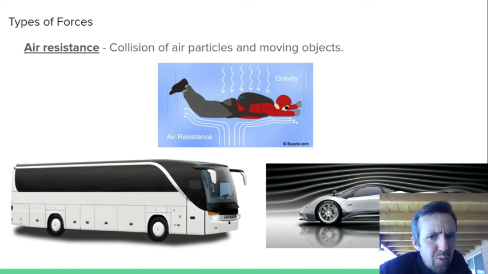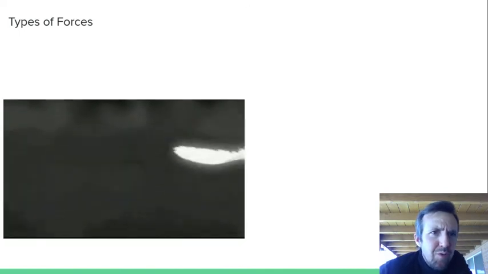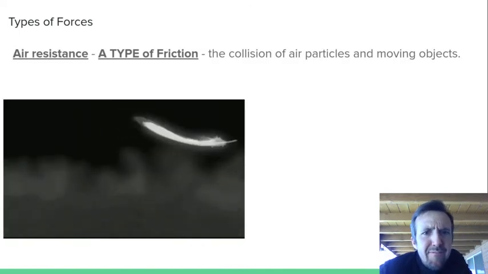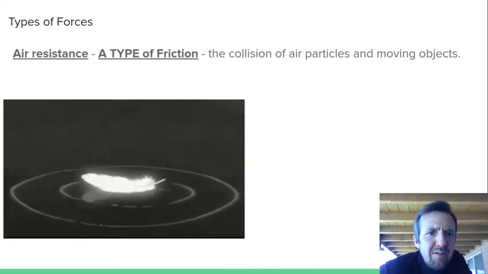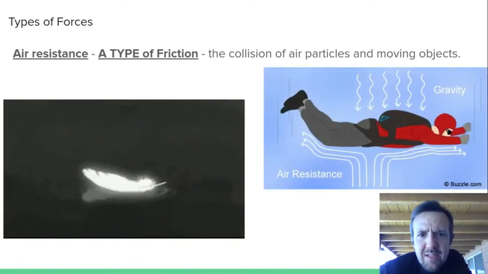The applied force of a bus or a car moving in a certain direction is applied force, but then you have air resistance pushing back against these 2 vehicles. Obviously, air resistance is going to be greater against the bus than it is against the car, but those are 2 force pairs. This feather floating down is an example of air resistance.